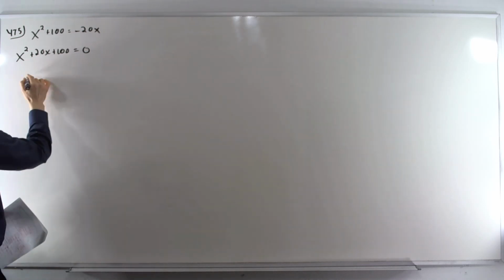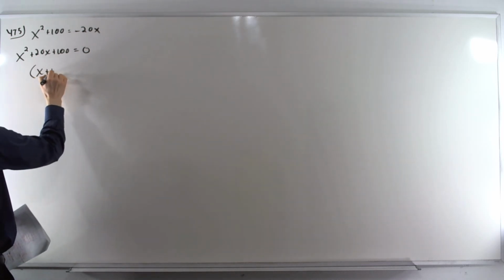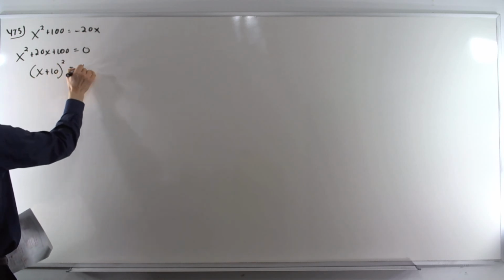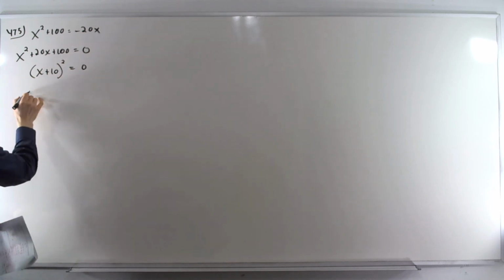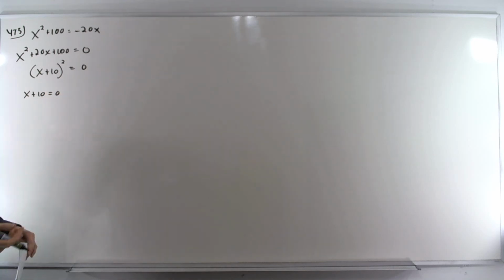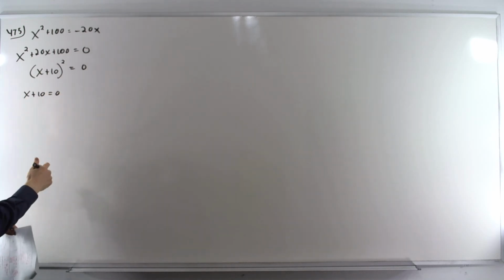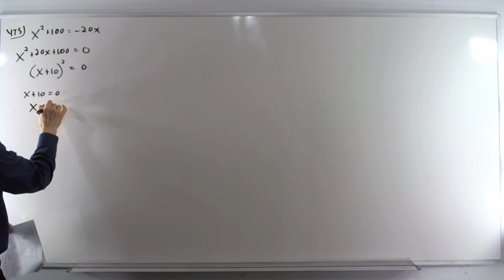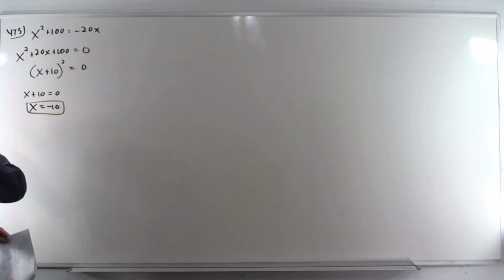We got another perfect square trinomial. So we get x plus 10 squared equals 0. So set that binomial equal to 0. There's two of them, they match. We only have to do one. And we get x equals negative 10.